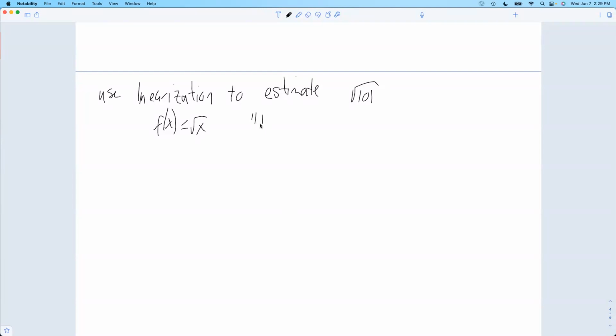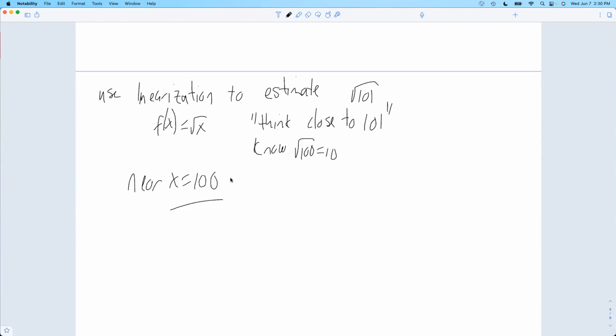So I've got to think, close to 101, whose square root do I know that's nearby? Well, I know square root of 100. So I know square root of 100 is 10. So that's where I'm going to be finding my tangent line. I mean, I could have done 81. I know square root of 81, but then I'm pretty far away from 101. Okay, so then near x equals 100, that's my a value.